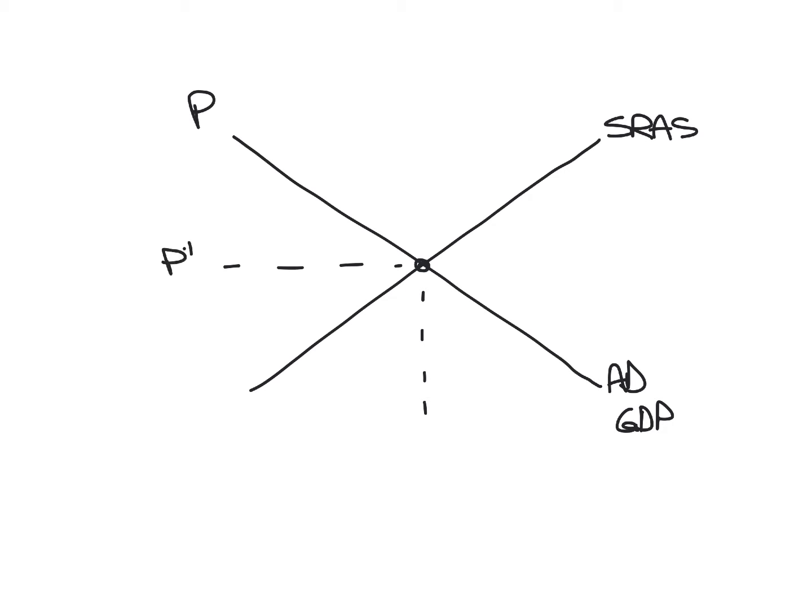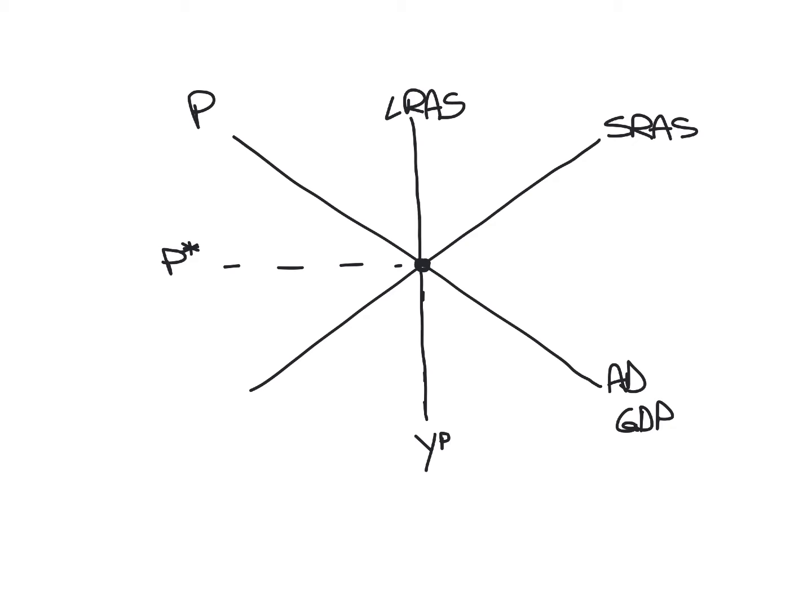P star. And I'm going to go ahead and draw the long run supply curve here to set us up to begin in long run equilibrium as well. So currently we are at YP, or potential GDP, right?